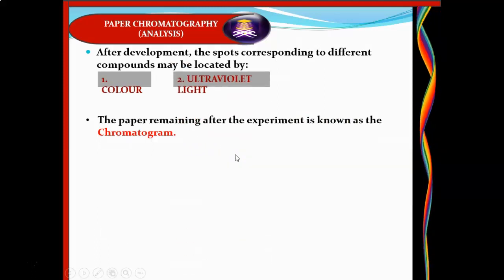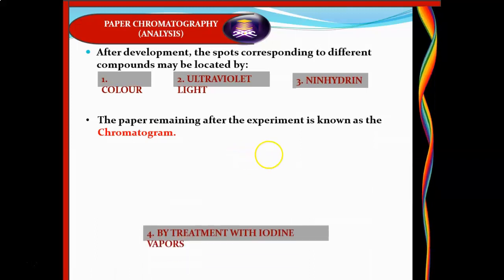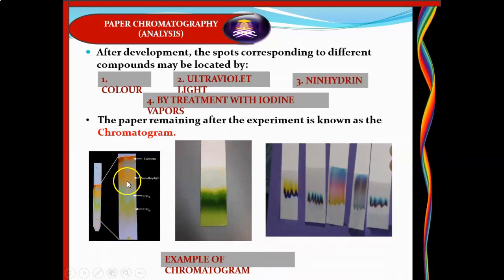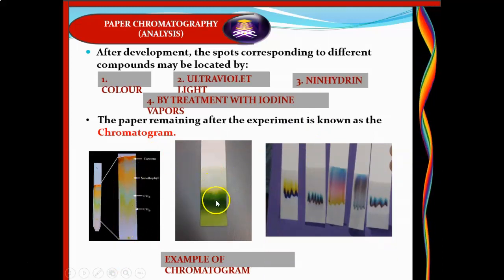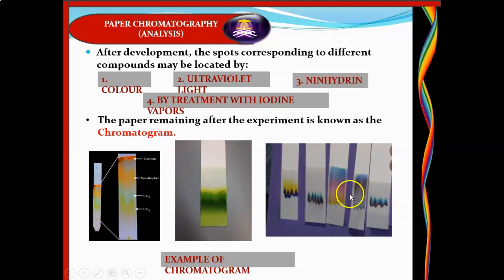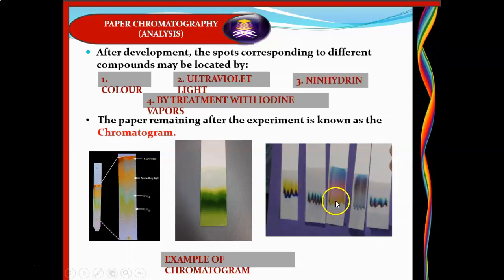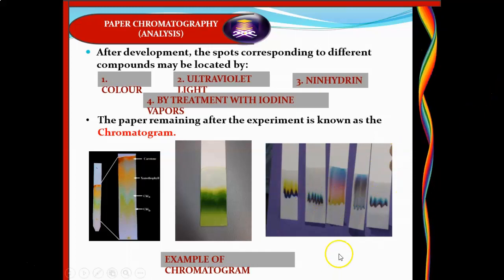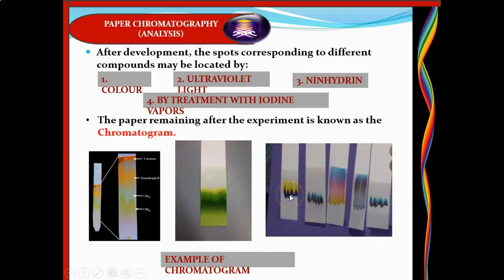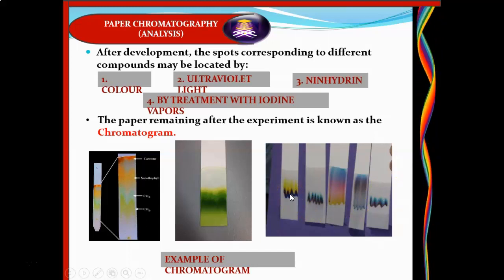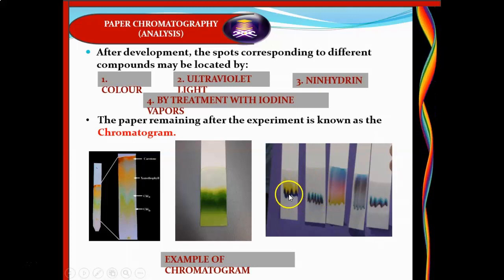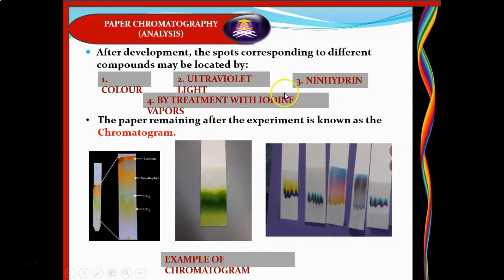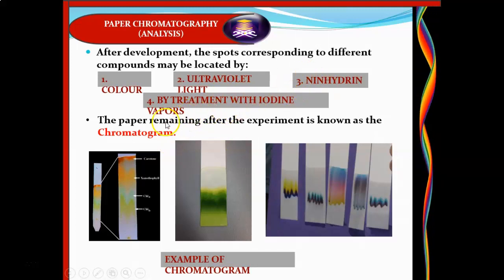Okay, after development, the spots corresponding to different compounds may be located by color. After we have done the testing, it will look like this. The mixture will separate. How do you see the separation? First, we can determine it by looking at the color. You can clearly see that the spots can be differentiated based on color. If the color is still not clear, you can observe it through ultraviolet light, or you can use ninhydrin solution and also treatment with iodine vapors.